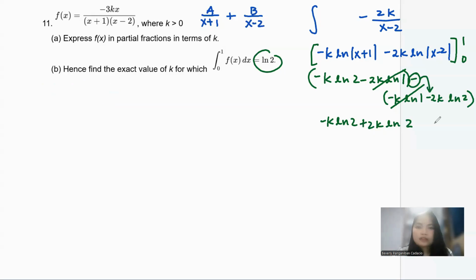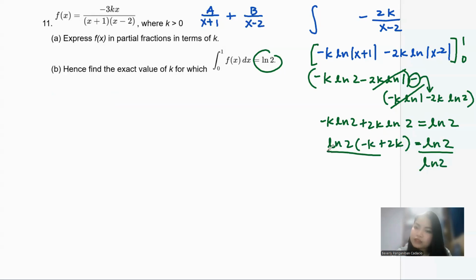And then let's have this is equal to ln 2. Okay, so can I just put out the ln 2 factor out? So you have a negative k there, and then you have a remaining 2k there, and that will be ln 2. We can divide both sides by ln 2 for us to get the value of k. Negative k plus 2k will just be a positive k. And ln 2 divided by ln 2 is of course just 1. So it means that k is equal to 1. And that's it.